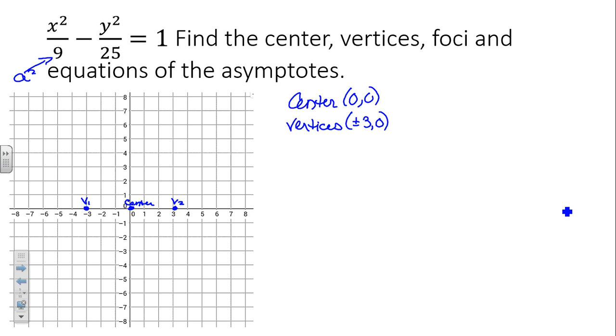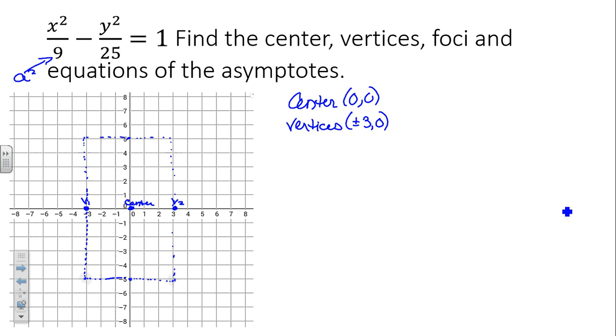Okay. How much are we moving up when we want to make our box? So we'll move up 5 from the center, down 5 from the center. But these are just points that are helping us figure out how big our box is. So we'll dash a box now that goes from the vertex down to 5, down to negative 5, over to 3, up to positive 5, and over again. So this is a dashed line. It's not really part of our hyperbola.